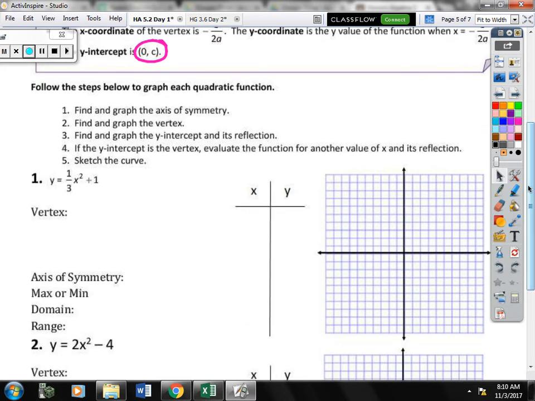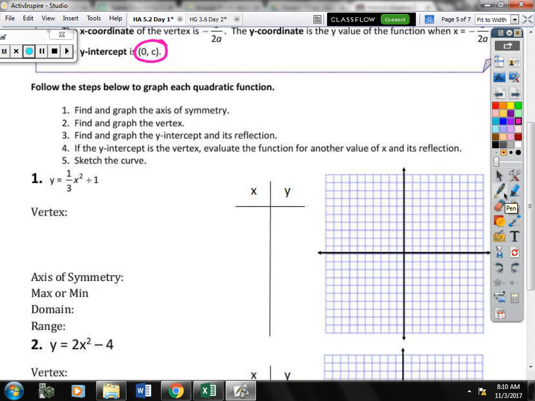All right, so steps to graph the following functions. Find and graph the axis of symmetry, find and graph the vertex, and then you're going to find and graph the y-intercept and its reflection. Now, sometimes the y-intercept also is the vertex. When that happens, you're going to have to find another point on the graph and plot it. And just to be safe, you can always pick values for x and plug them in to get some points, just doing a little table of values.